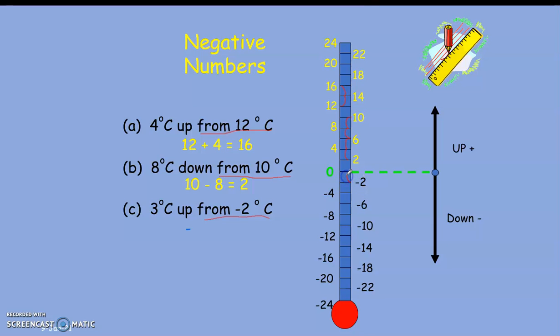So we're going 1, 2, 3. So we need to add on one more there. So we're halfway between 0 and 2. So -2 plus 3 is going to give me an answer of +1 degrees Celsius.